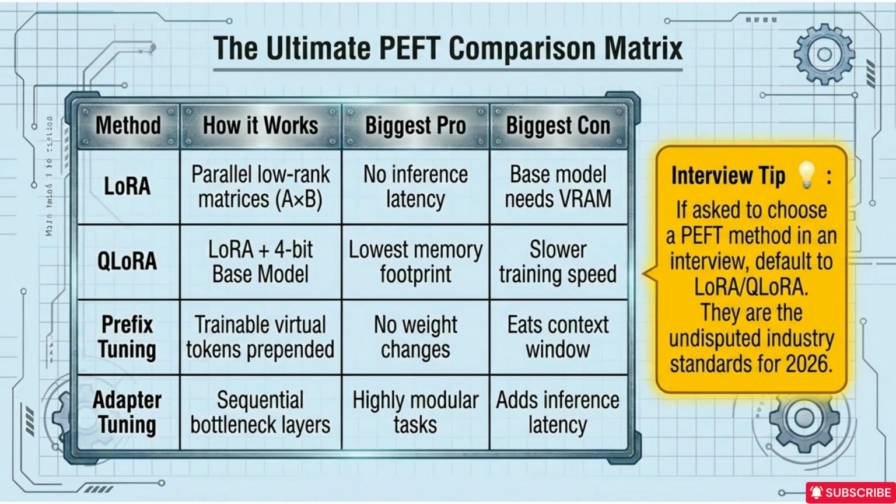Let's compare the PEFT methods simply. LoRA is popular because it's efficient and gives strong performance. QLoRA is excellent when GPU memory is limited. Prefix tuning is lightweight, but may reduce available context space. Adapter tuning is modular, but it can increase latency. In real-world projects, if someone asks which PEFT method to choose, a safe answer is start with LoRA or QLoRA. They are widely used, practical, and supported by modern fine-tuning libraries.